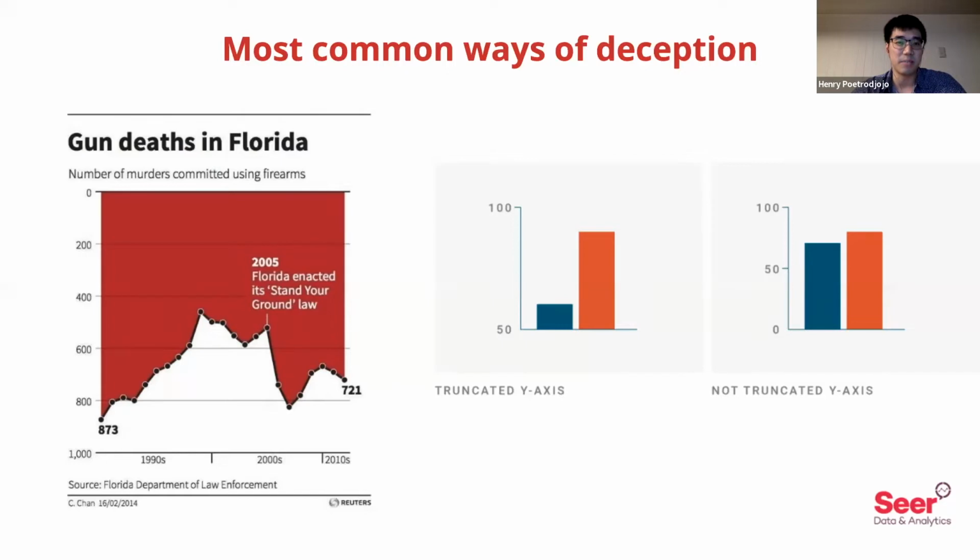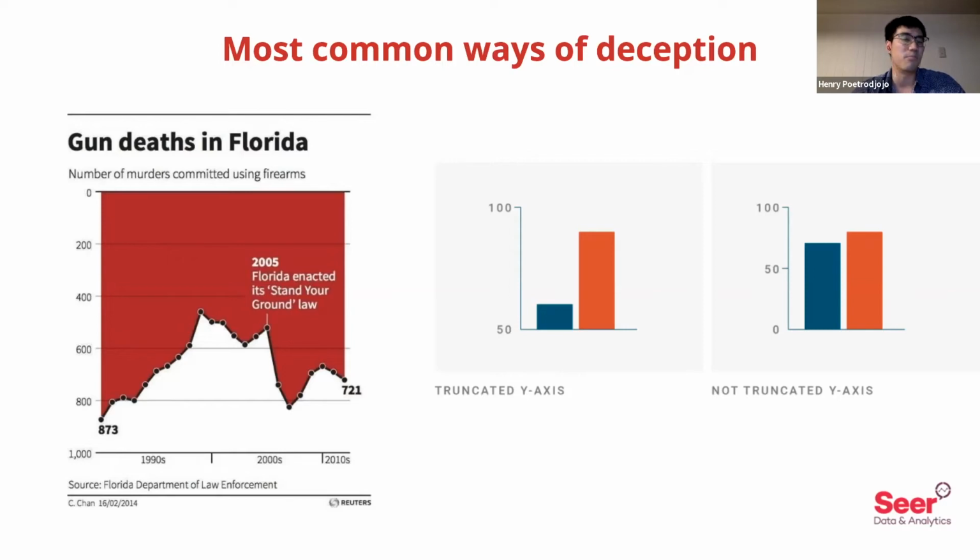So these are just a couple of charts that I took from the first page of Google when searching up deceptive charts. I'll start with the one on the left. What we have on the left is the number of gun deaths in Florida. From the early 90s up into the mid 2000s, we can see a gradual increase in the amount of firearm homicide. And then in 2005, they enacted this stand your ground law.